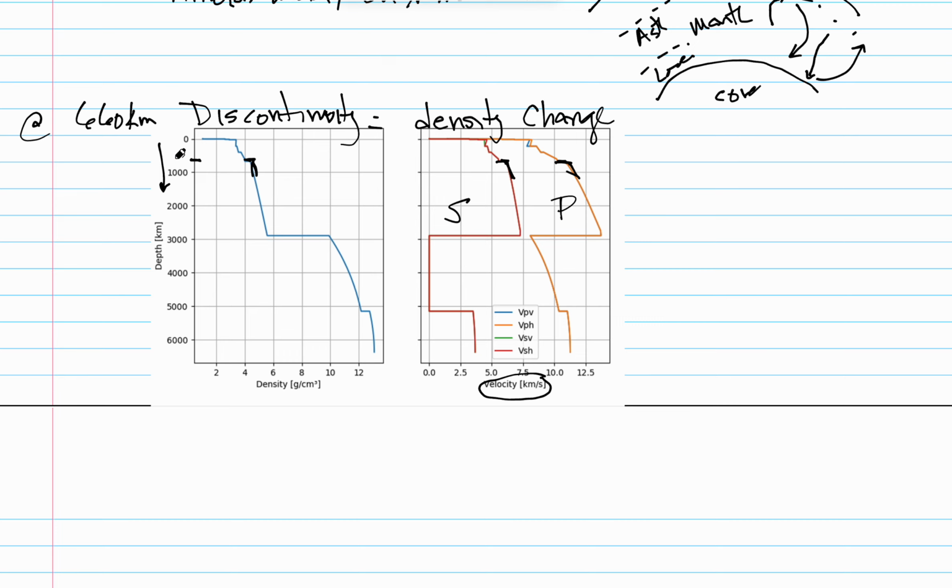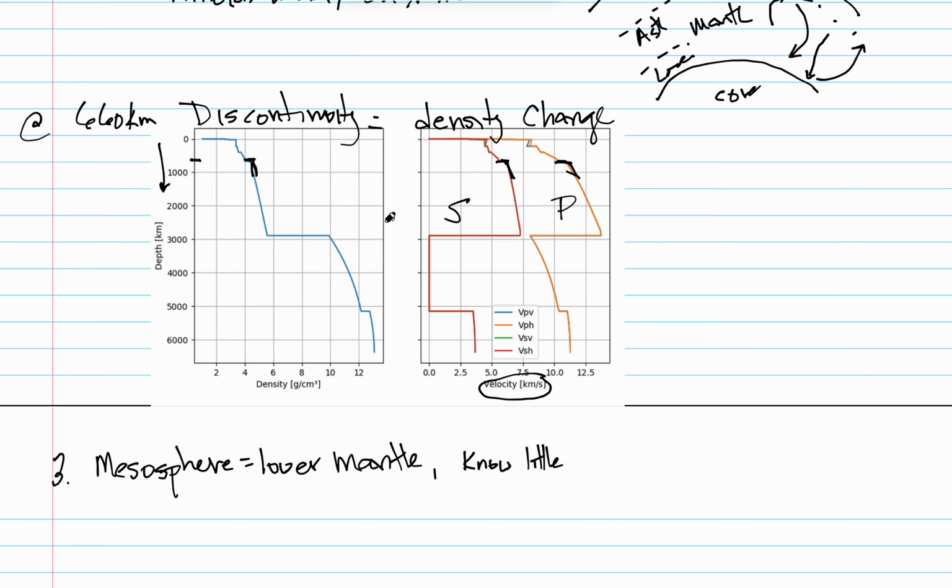And we consider that 660 discontinuity the bottom of the asthenosphere and the top of what's called the mesosphere. The mesosphere we also just call the lower mantle. We don't know much about the lower mantle. It's very hard to sample the lower mantle. It doesn't look like much happens down there. In fact, we could even say something like, know little. Relative to the asthenosphere and the lithosphere and even the core, we know less about the mesosphere.